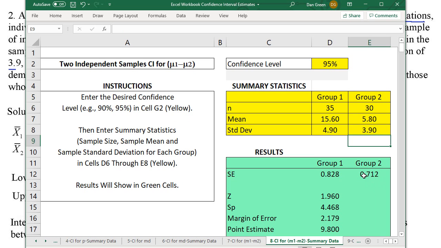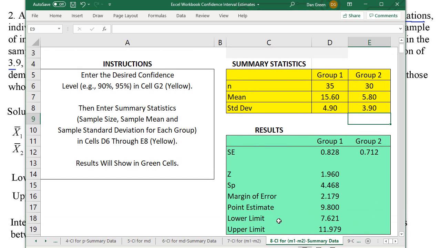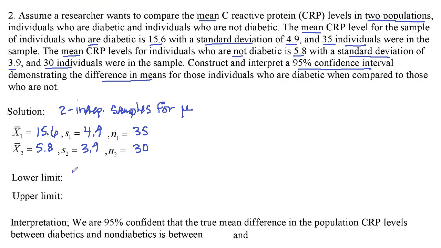Our standard errors of the sampling distributions are here. The z-score used in the estimation. S of P, that is the pooled estimator. The point estimate, that's the difference between the two means, 15.6 minus 5.8. And then our lower limit for the confidence interval is 7.621, and the upper limit is 11.979.